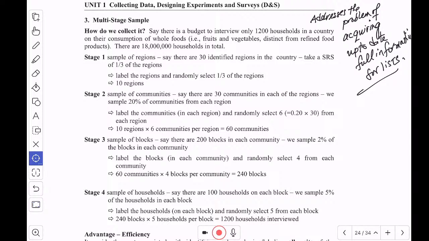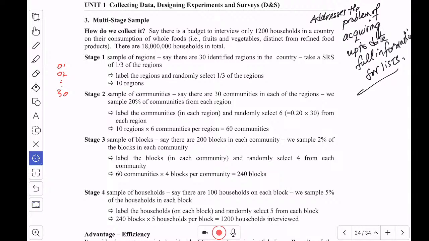For example, let's say we begin with the regions in a territory, or in a broader country. We label all the regions because it's easy to get a list of regions. In Puerto Rico, there's 78 municipalities, I think, so you could use those as regions. Let's say in this country there are 30 regions, and I'm going to label those 01, 02, all the way to 30.